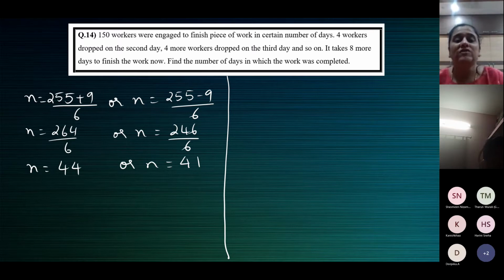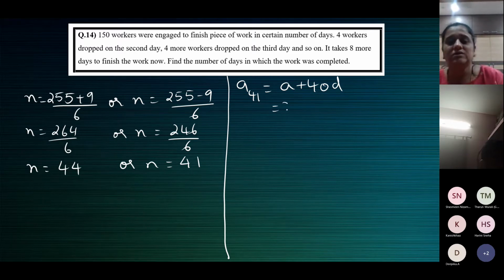So what we have to do is find a41 and a44. Now we'll try to find how many logs are there in the topmost row. Supposing they're arranged in 41 rows, what is the number of logs in the 41st row? Or if they're arranged in 44 rows, how many logs are there in the 44th row? We'll find a41. a41 will be a plus 40d. I forgot, how much is a? 246?